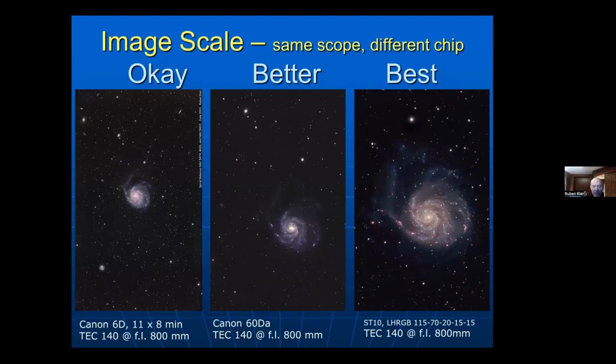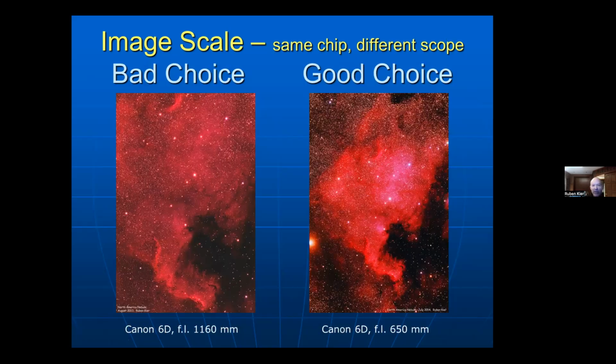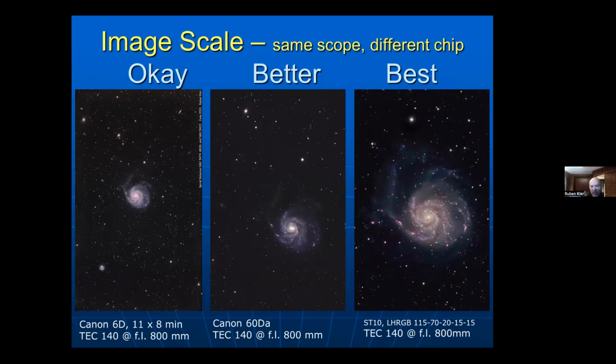So let me go backwards. This is the same chip, different scope. These are the same scope, different chip. So an alternative, if you have other cameras, is you can image objects using a different chip with the same telescope. That's a different way of getting scale. Two different ways to accomplish the same task.